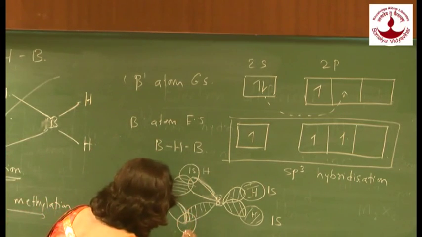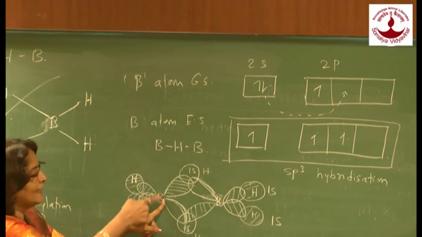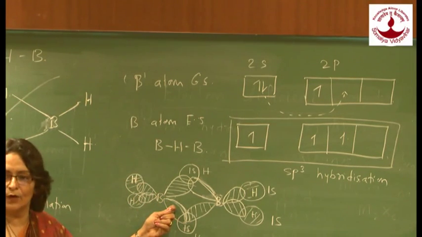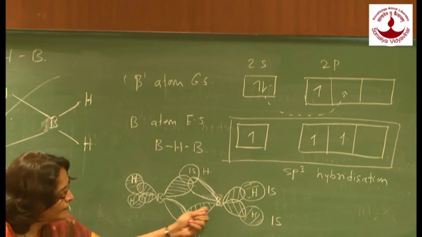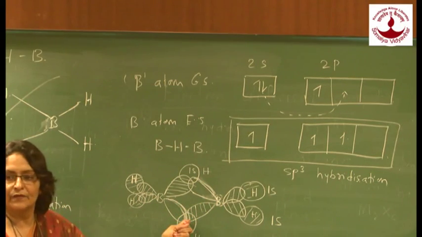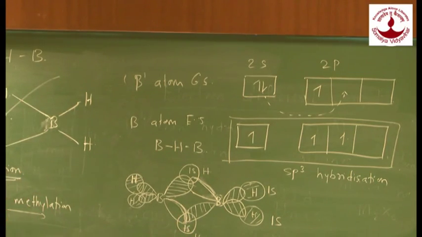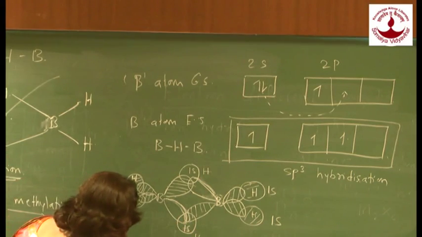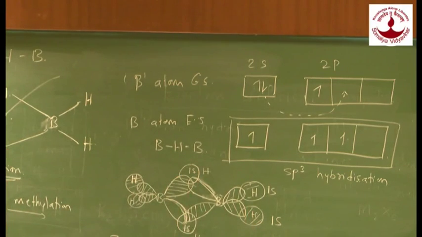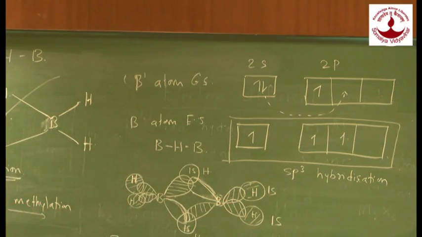Similarly, here also one vacant. Now this atom has one vacant sp3 hybrid orbital. So this vacant sp3 hybrid orbital of first boron and the filled sp3 hybrid orbital of another boron, they overlap with 1s orbital of hydrogen, and you get what is known as a 3-center 2-electron bond. So see here, for 4 terminal hydrogen atoms, the bond is a normal covalent bond.